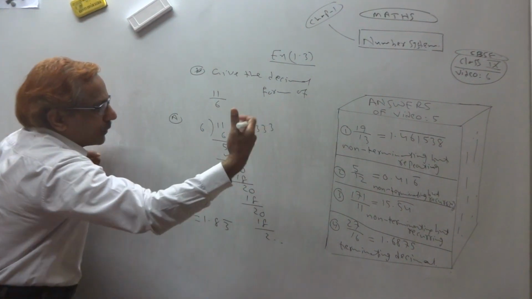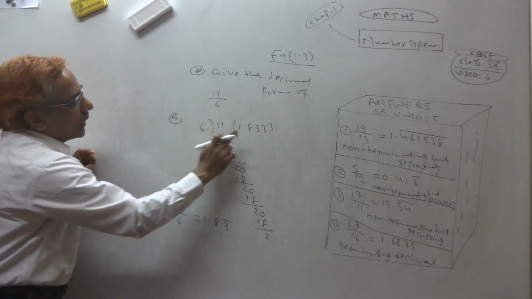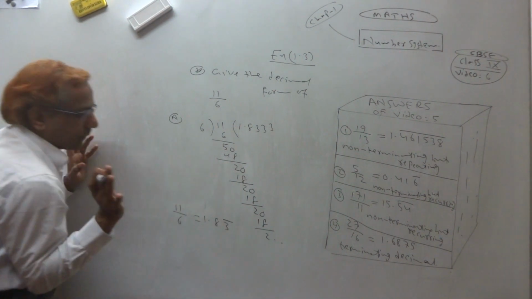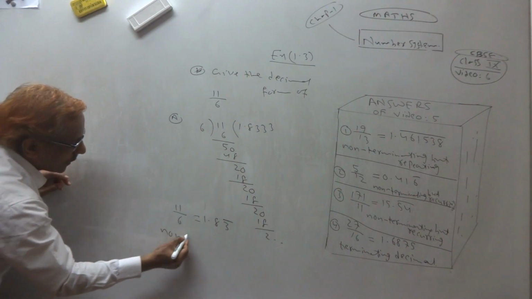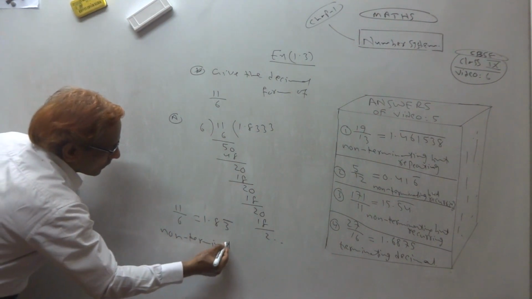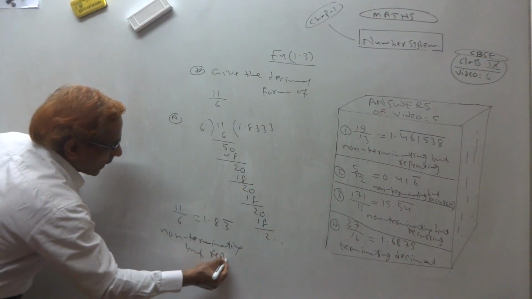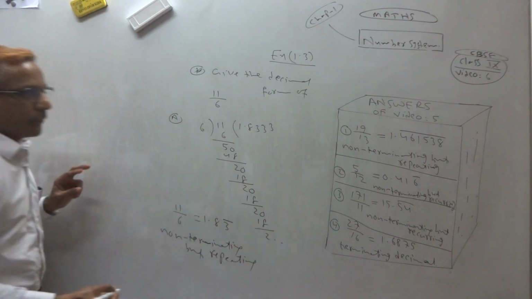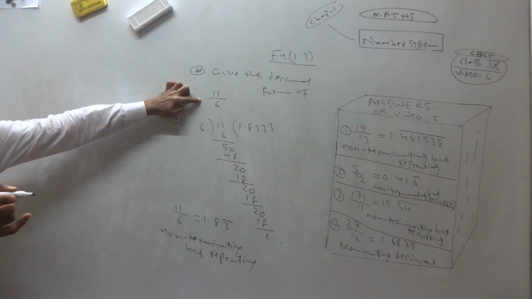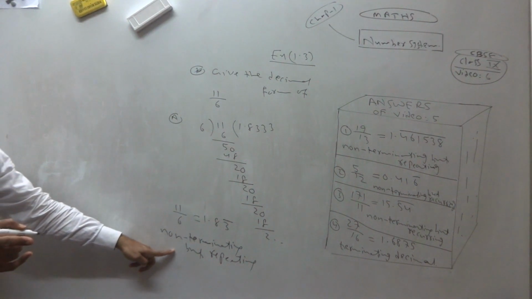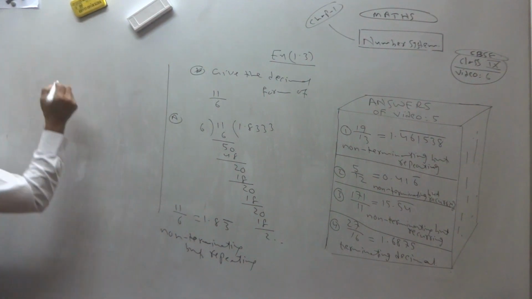1.83333 is continued, no? 3 will repeat. So we write 1.83 with a bar. So only we put bar on 3 because 3 is repeated. This is called what? Non-terminating but repeating type. You know, this is a rational number. We have only two types. One is what? Non-terminating but repeating, and the second type is what? Terminating decimal.